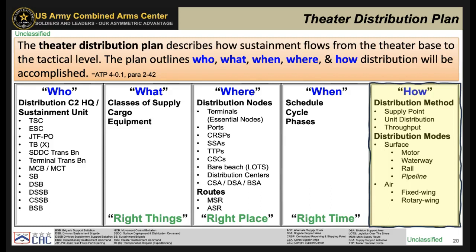This includes decisions on whether to use supply points or unit distribution methods, the consideration of throughput, and the modes of transportation, which could be surface-based like motor transport or rail, or air-based, involving fixed wing and rotary wing aircraft.